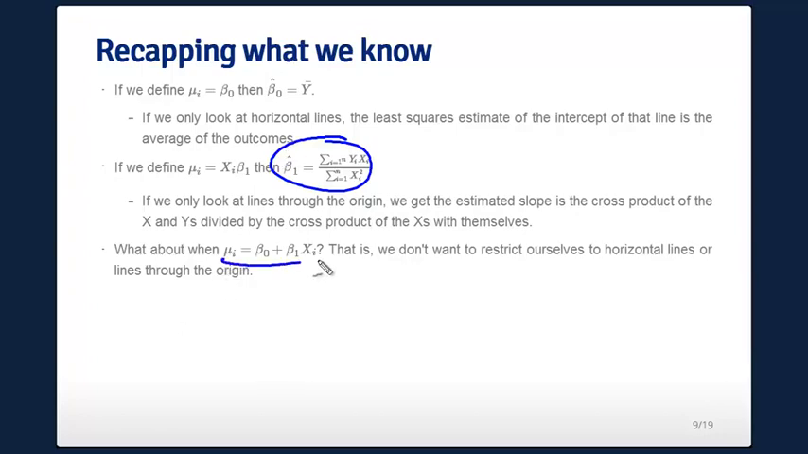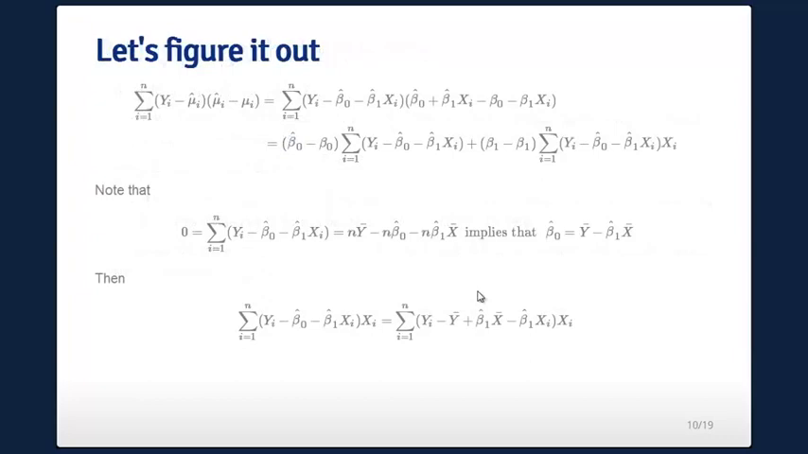What about when we have an intercept and a slope? That is, we don't restrict ourselves to horizontal lines or lines through the origin. That's when we get to real regression. Let's figure it out.